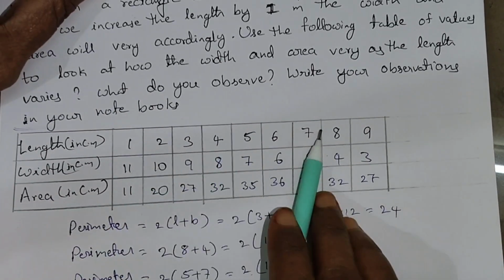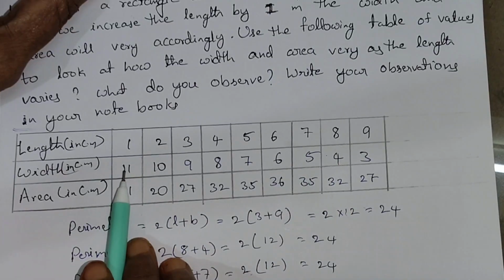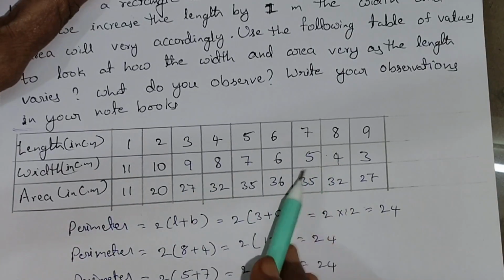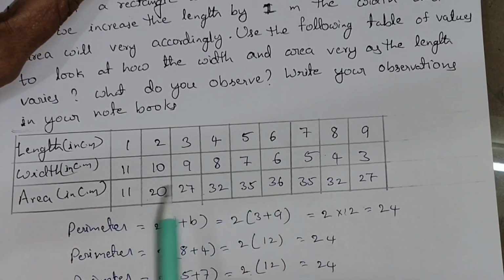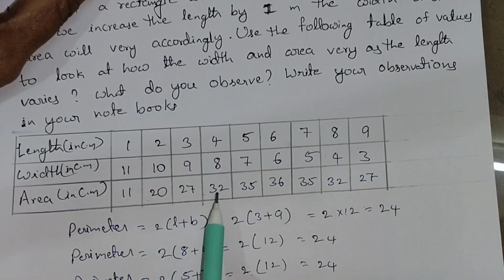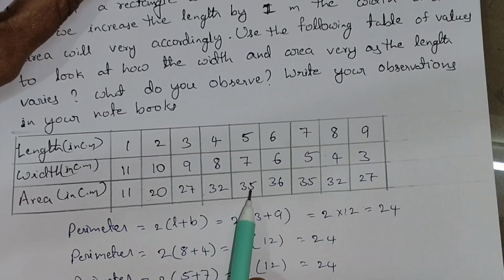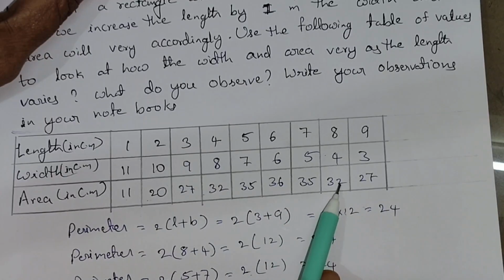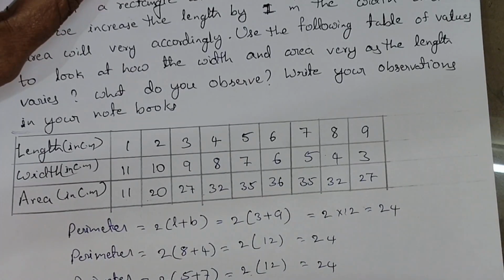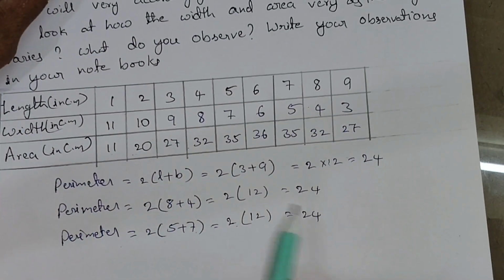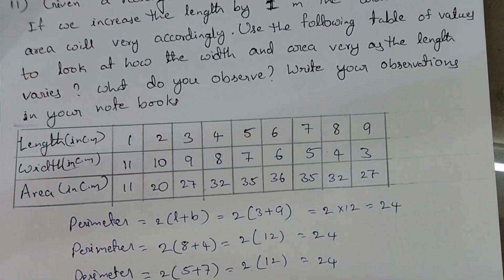But length is increased, so width is decreased. So these two are inversely proportional. But the area is 11, 20, 27, 32, 35, 36, 32, 27. Here the area goes up and down, while the perimeter is fixed. So this is the 11th one answer.